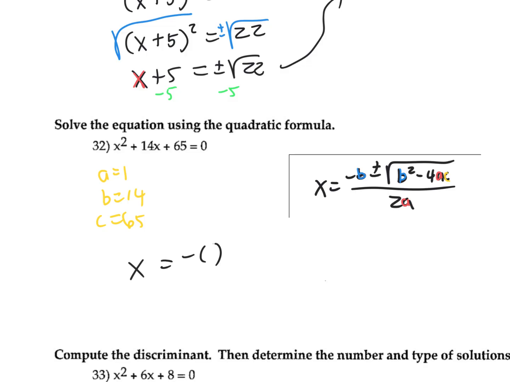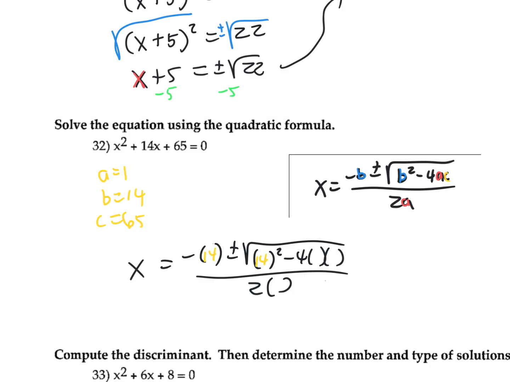Now, I'm a fan of doing empty parentheses first. You don't have to do it that way, but I strongly recommend it. So what's the B? The B is the 14. So that goes here and here. What's the A? The A is the 1. So that goes there and there. What's the C? The C is the 65.